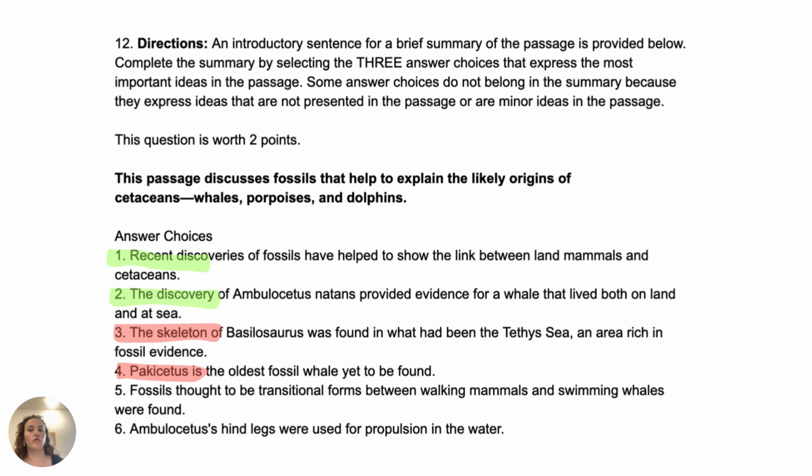Okay, what about number 5? Do we want to include number 5 in our summary? Yes, we do. It's factually correct, and the focus is the main idea, the transition between walking mammals and swimming whales. And the last one, we know it has to be wrong because of the process of elimination. We need 3 right answers and 3 wrong answers. This one, again, is factually true, but it is a minor detail because it's simply about how the legs were used in water. It's not about the transition. It's not about the origin of cetaceans.